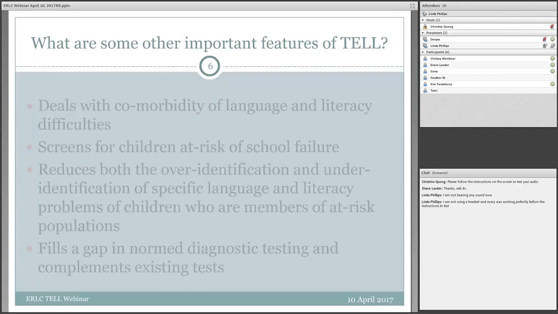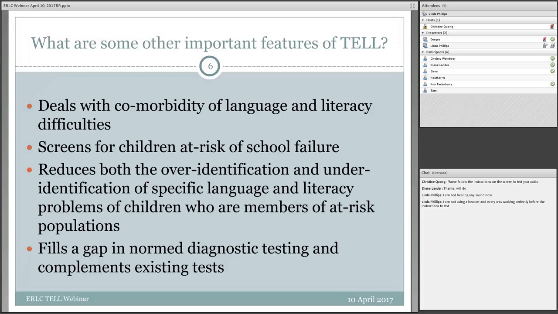So TEL also deals with the comorbidity of language. As we have mentioned prior, there is a high probability that anywhere from 55 to 70% of children will have both language and reading problems existing simultaneously. So TEL screens for children at risk of school failure. It reduces the possibility of under-identification of specific language and literacy problems of children who are members of at-risk populations.